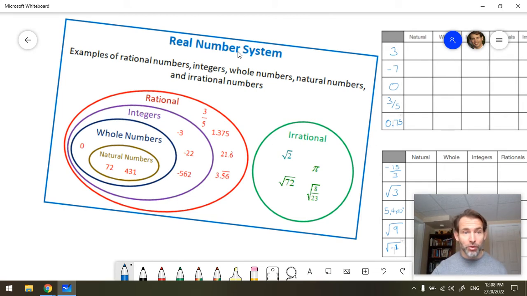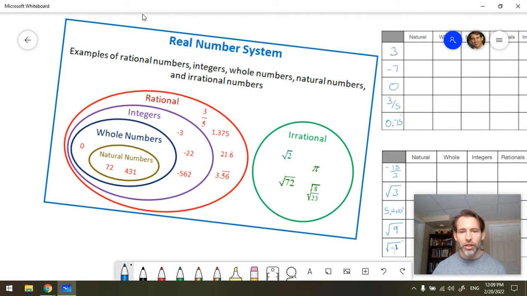So here you have the real numbers. All of the numbers that we're going to look at in class and that you're going to look at until grade 12 are all real numbers. Unreal numbers are called complex numbers or imaginary numbers. Don't worry about those yet. Now, if a number is real, it could be irrational or it could be part of the rational numbers.